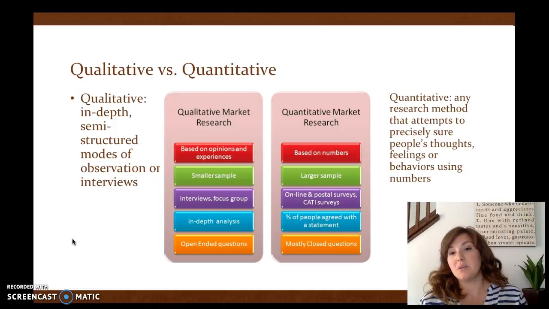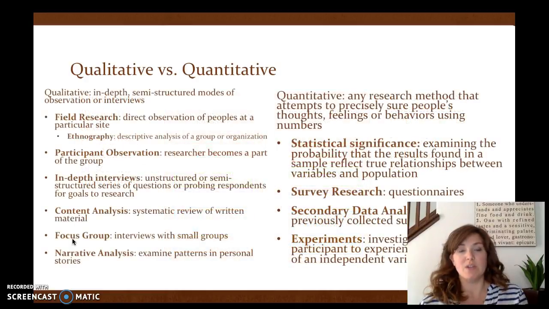So then qualitative and quantitative. Qualitative is in-depth, semi-structured modes of observation or interviews, while quantitative attempts to precisely measure people's thoughts, feelings, or behaviors using numbers. So qualitative is based on opinions and experiences, quantitative is based on numbers. Qualitative is smaller samples, quantitative is larger. Kind of get that.